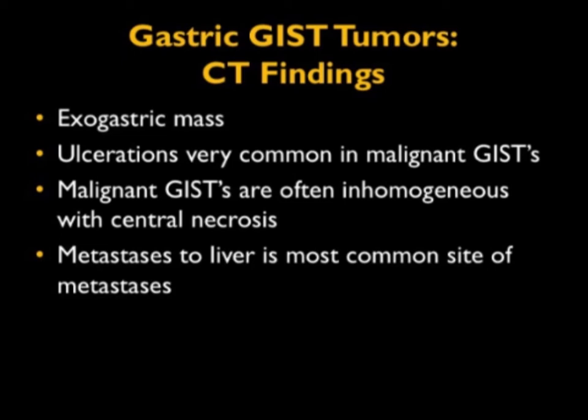From a CT perspective, they often have a classic appearance. They're typically exogastric. They very commonly have ulcerations. The malignant GISTs are often inhomogeneous with central necrosis, and metastases to the liver are common, and it's often cystic. What I've noticed is that smaller GIST tumors, whether it's stomach or small bowel, tend to be very vascular, and the larger ones tend to be more necrotic.